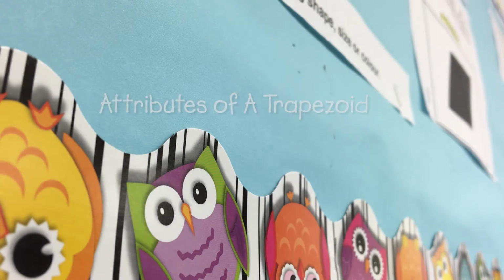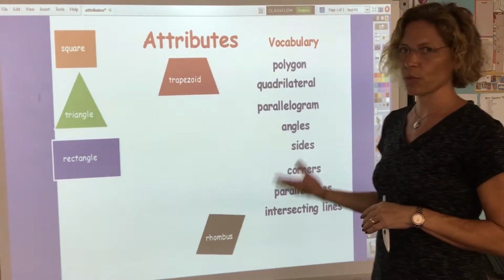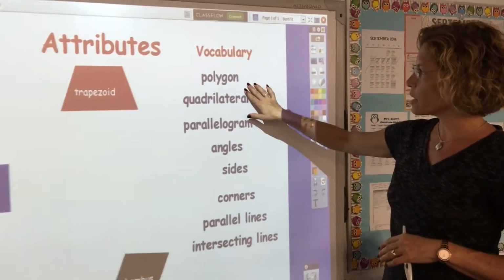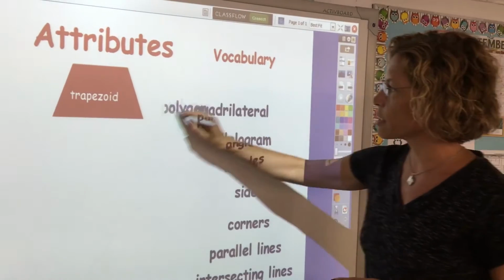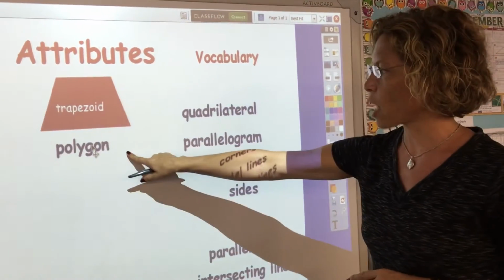Now we're talking about a trapezoid. I left the trapezoid and the rhombus for last because they seem to be the hardest to remember. So let's start off with our vocabulary. In polygon, a closed shape, yes, the trapezoid is a closed shape. All sides connect, so it's a polygon.